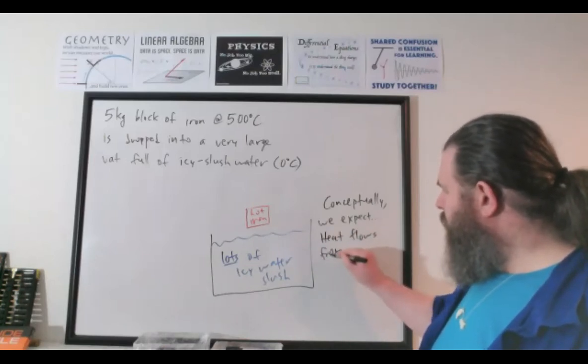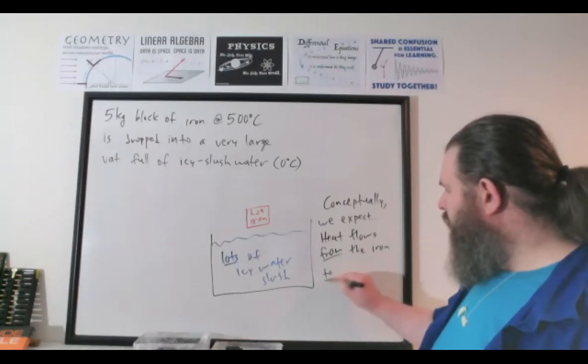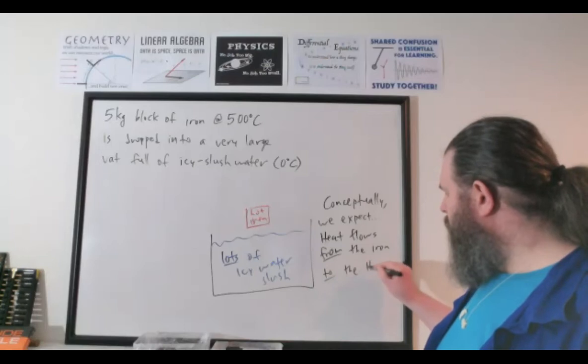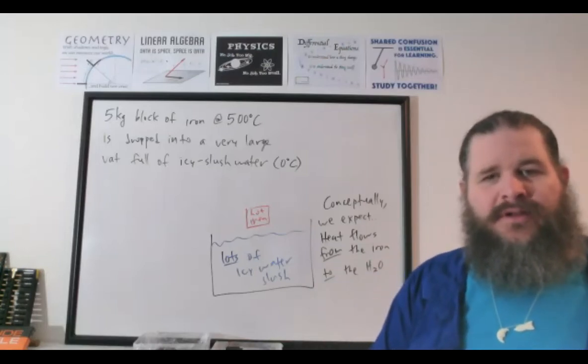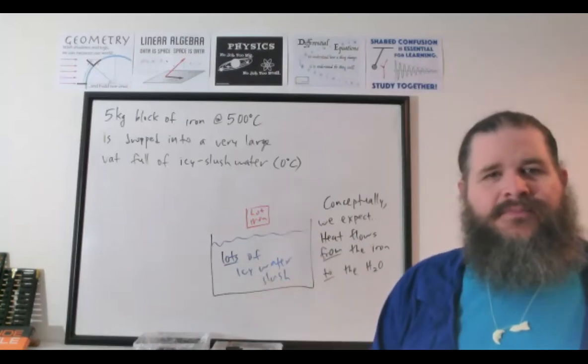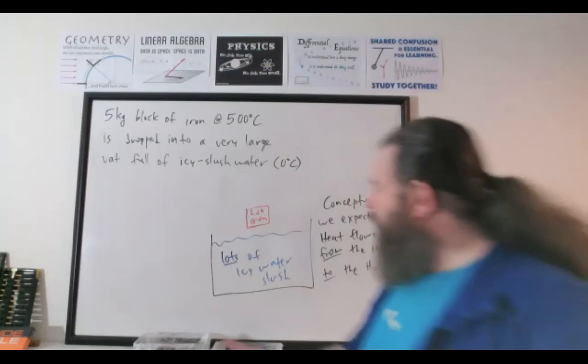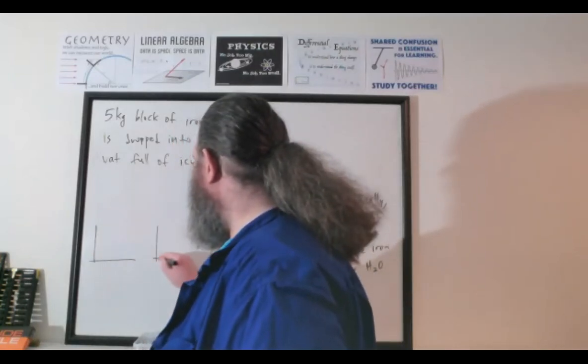Heat flows from the hot iron and into the water, because heat is always going to flow from the hot object to the cold object. So the iron is going to lose energy, the water is going to gain energy. And if we take a look on the three phase diagrams, and we should draw separate ones for the iron and for the water.